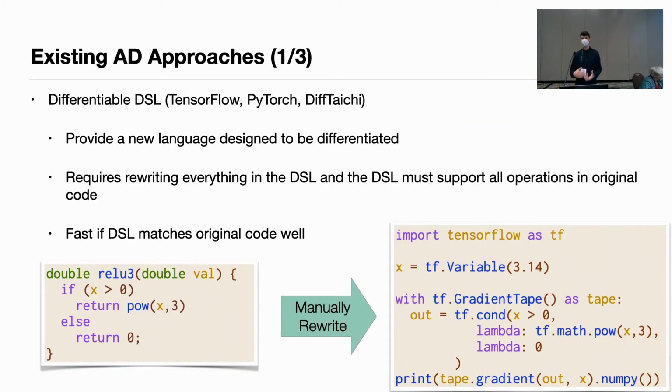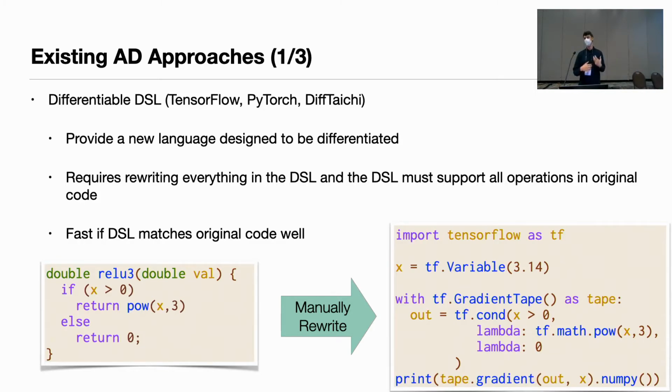Existing approaches for doing this automatic differentiation tend to lie in one of 3 different categories. The first of which is using a differentiable domain-specific language, or DSL. In essence, the tool builder has written a new language which was explicitly designed to be differentiated. To use this in practice, it requires taking your existing code, such as this ReLU3 function on the left, and rewriting it to be written in all of the specific primitives provided by the DSL.